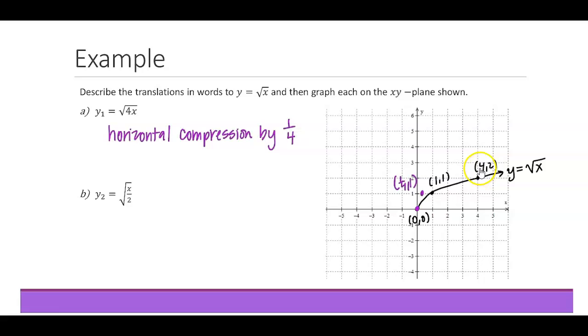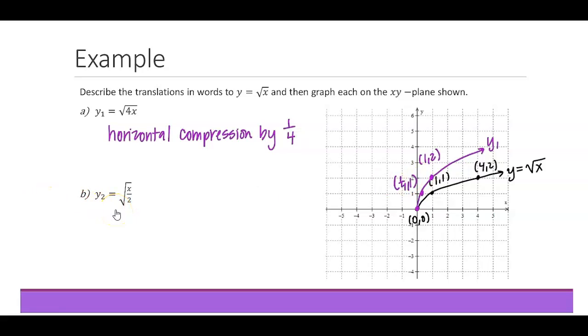And then the coordinate point at 4, 2, well, the x value will change. 4 times 1/4 gives us 1. So I'm going to be all the way over here at 1, 2. So my coordinate point will be at 1, 2. And I will connect these points to get my horizontally compressed square root of x function. So horizontally, think left and right, how it's being squished inward more.